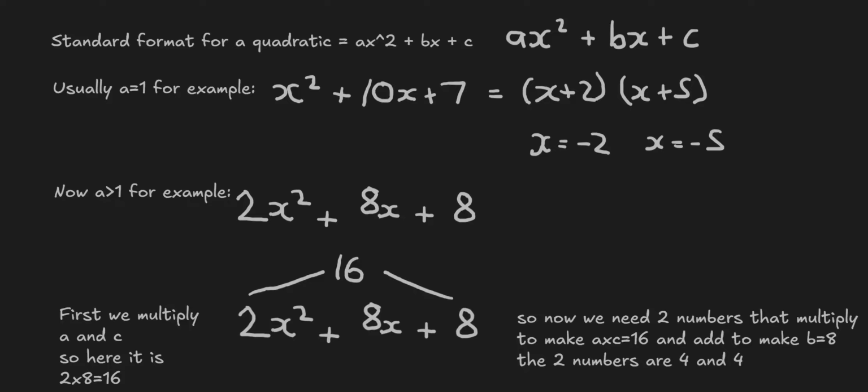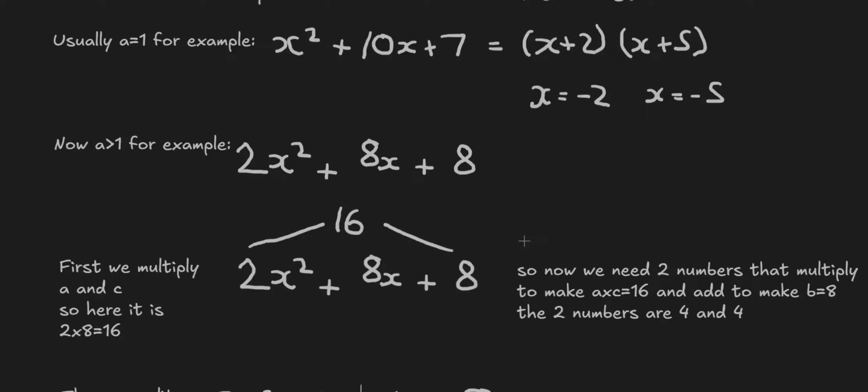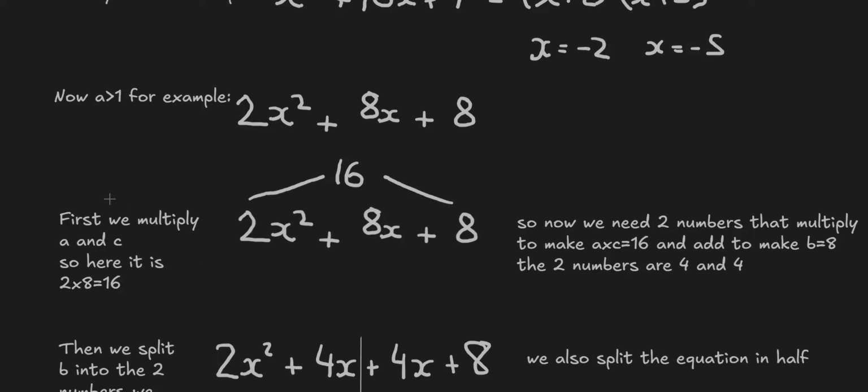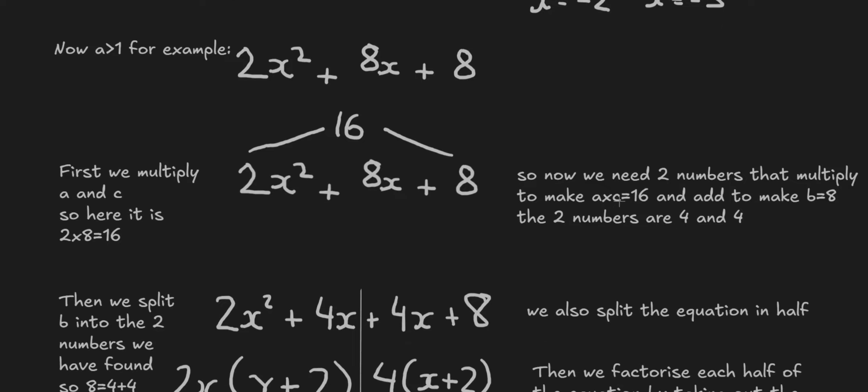But for now, we're going to move on to the actual example for this video, which is 2x squared plus 8x plus 8. The first thing we want to do is multiply a and c. So a is 2 and c is 8, so we get 16. Now we revert to the original method that we used when a is equal to 1. We need two numbers that multiply to make a times c, which in this case is 16, and add to make b, which is 8. The two numbers are 4 and 4, right? 4 times 4 is 16, and 4 plus 4 makes 8.